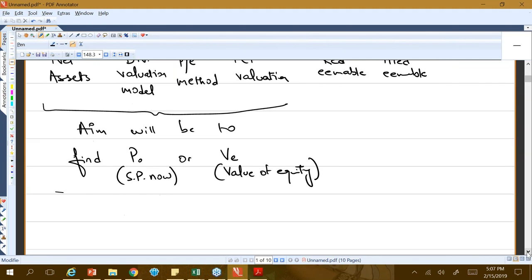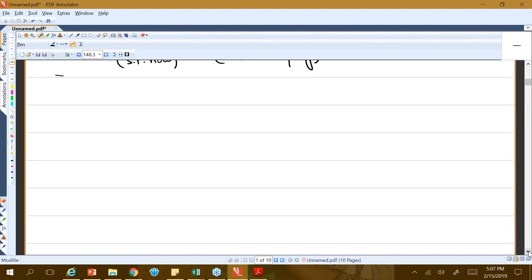So let's go into the methods involved here. I'll just do a little overview of these methods. The first one is the basic one, the net assets. Net assets: total assets minus total liabilities.